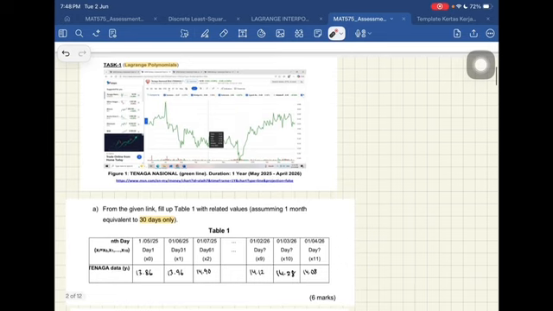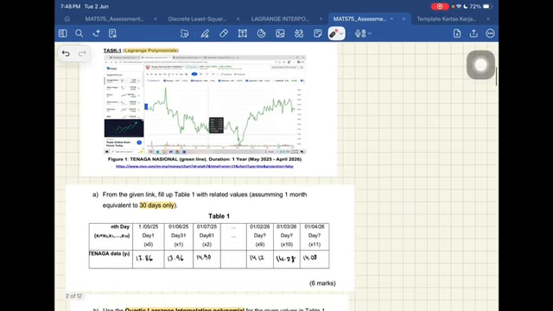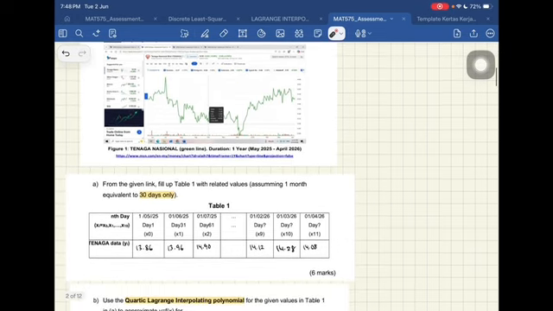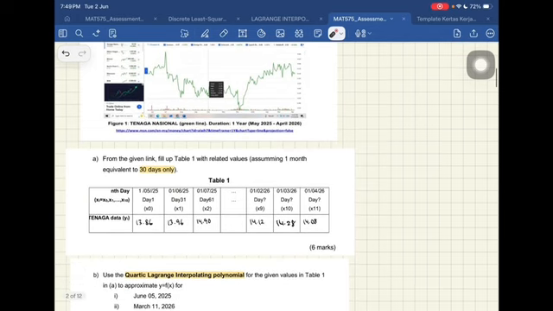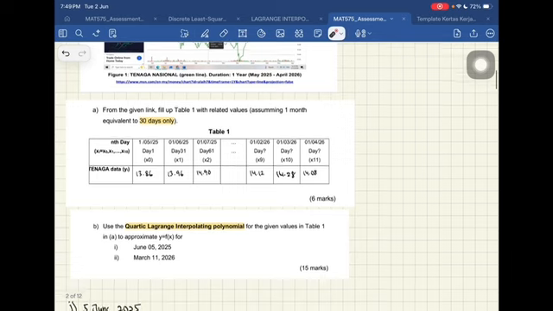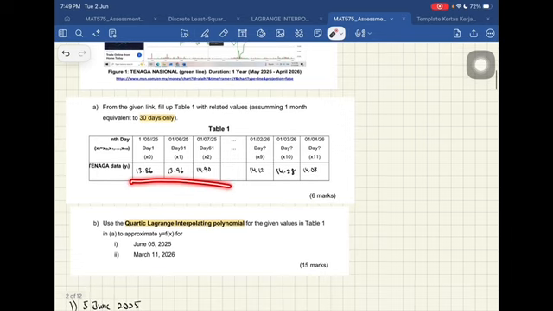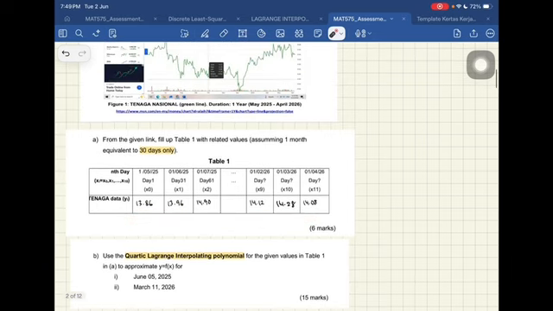The topic is about Lagrange polynomials. So, the first question is, from the given link, fill up table 1 with related values, assuming 1 month is equivalent to 30 days only. So, this is the data that I have obtained when I open the link given in the question.